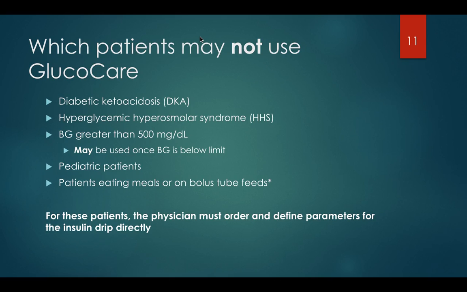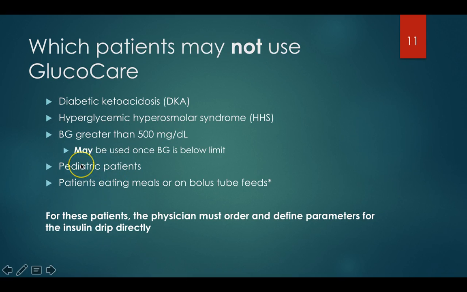If the blood sugar is greater than 500 milligrams per deciliter, the GlucoCare system will not let you start an insulin drip on these patients. But if you give some sub-Q insulin and you correct the blood sugar and it goes under 500, then GlucoCare may be used. So it still is an option, and just keep that in mind.